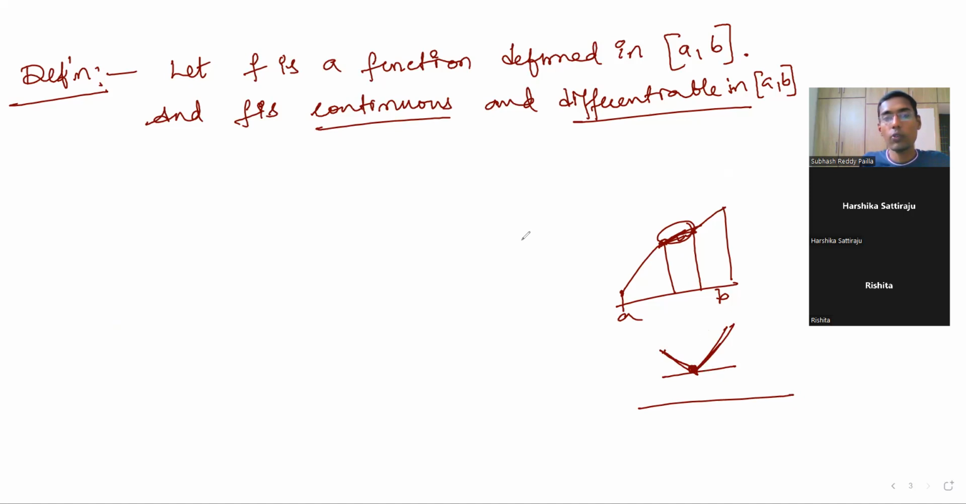Okay. So therefore, two things, because we have to apply the differentiation. We have to apply differentiation means it must be differentiable. So therefore, two things. One is it's continuous and differentiable in (a, b). f is a function defined in the interval a to b, and f is continuous and differentiable in this interval (a, b).